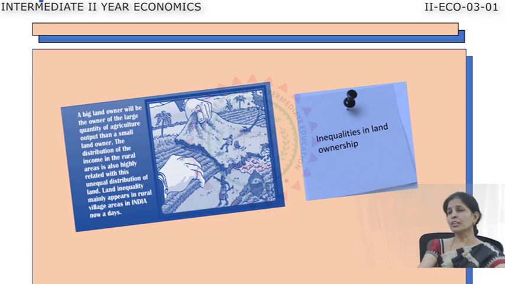If I have to put it in statistical data, I say that 80% of the land holdings are with 10 to 15% of the landowners, and 80% of the people have 20% of the land holding. So there is high inequality in the land distribution or ownership.